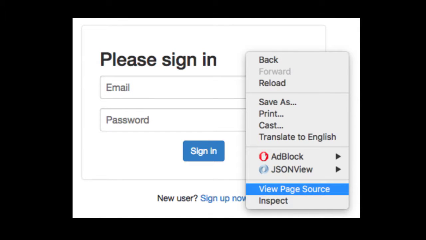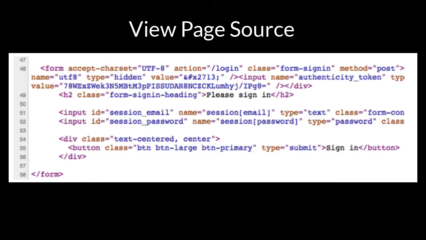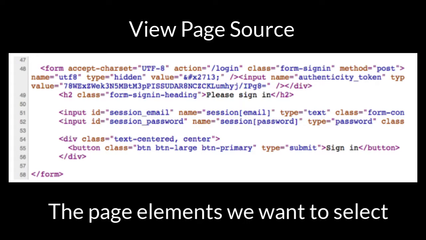One way to do that is to right-click on the web page and go View Page Source. View Page Source is handy in that it shows you the underlying HTML for the web page you were looking at. Developers use this all the time to see how their web pages are built. And we can use it to see what the underlying structure for the web pages are that we want to automate. In our case, we're interested in these two fields right here, session email, session password, along with the sign-in button.